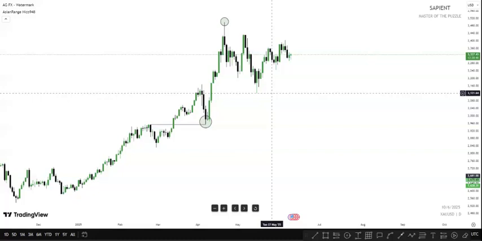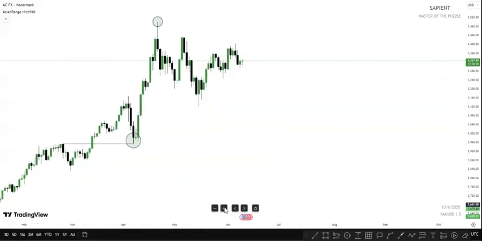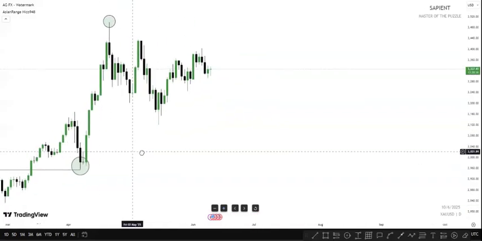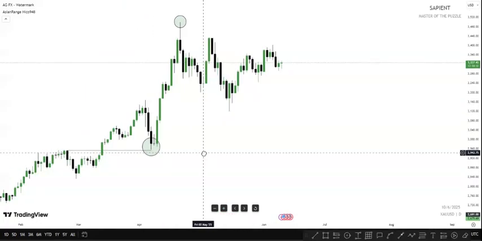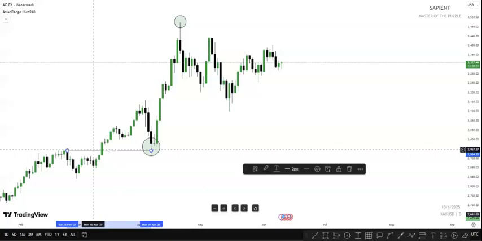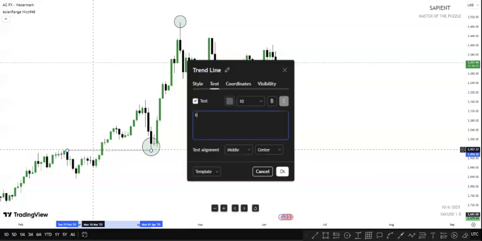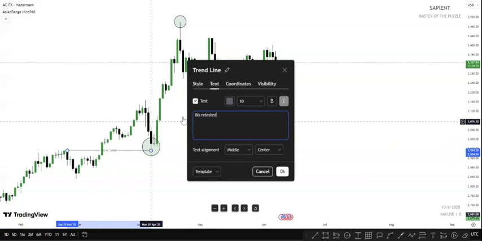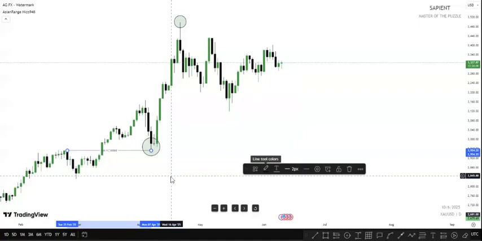I will show you why I said gold is doing the same thing. Let me zoom in a little bit. Now let me label that. What should I label it? Let's say BOS retested. Let's label that BOS retested.